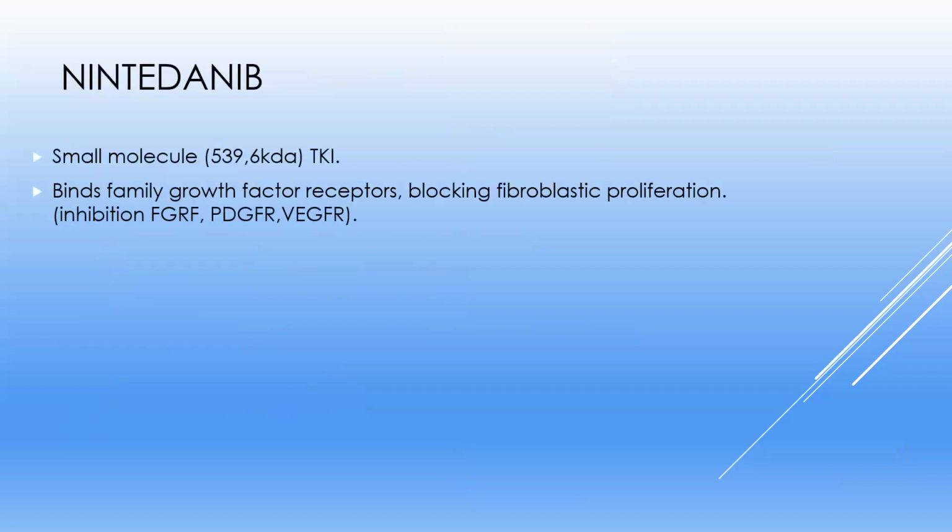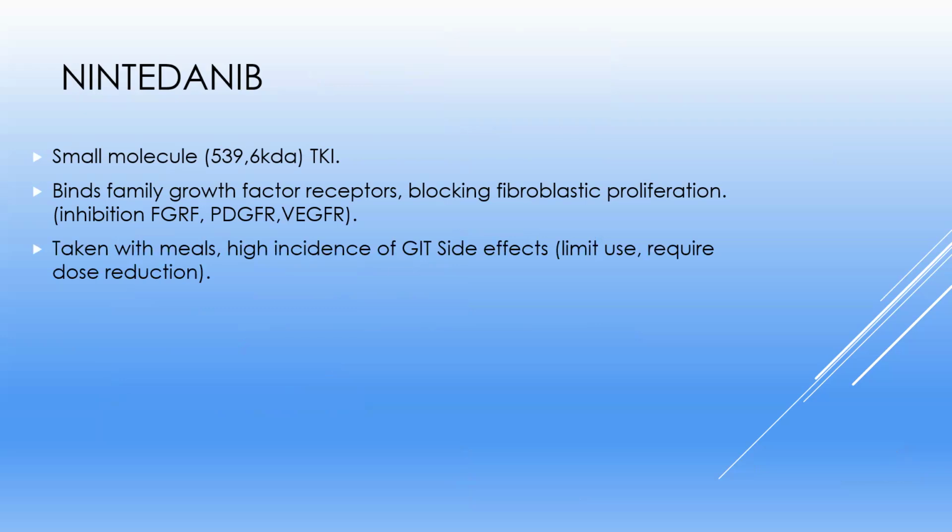It's a small molecule, which by definition is less than 600 daltons in molecular size. And like the name implies, it's a TKI. It binds to a family of growth factor receptors, and simply put, it blocks fibroblast proliferation. It's taken with meals, but any of us who've seen patients on this drug know there's a very high amount of GIT side effects, close to 70 to 90%, and it generally limits the use and requires dose reduction. It's also exceptionally expensive.